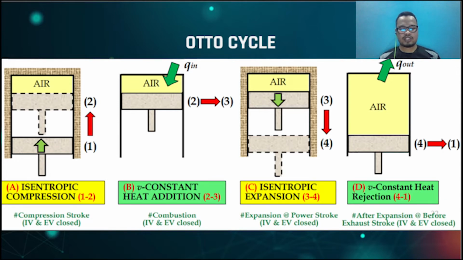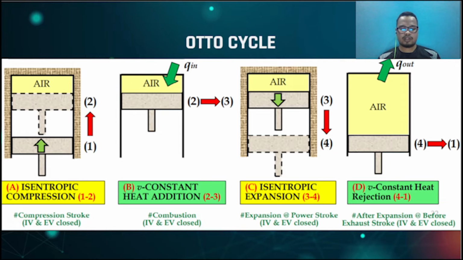And lastly is state 4-1, which is constant volume heat rejection. The piston is momentarily at rest at BDC, state 4, and heat is rejected from the air of the cylinder to an external reservoir or external tank for a short period so that both pressure and temperature decrease at constant volume to its initial point, which is state 1.